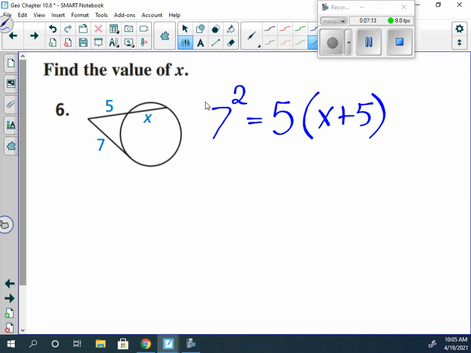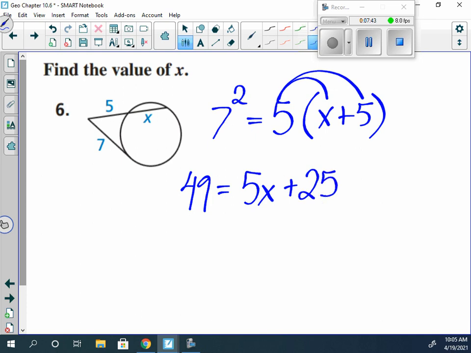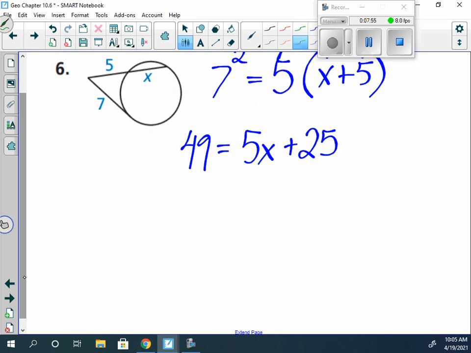Okay, well now we can do some simplifying. This time here we actually don't have x squared. We have 7 squared. And what is 7 squared? 49 is equal to. Well, here we can distribute the 5 because we want to simplify this a little bit, so we will distribute the 5. And 5 times x would be 5x. 5 times 5 is going to be plus 25. What can we do next?